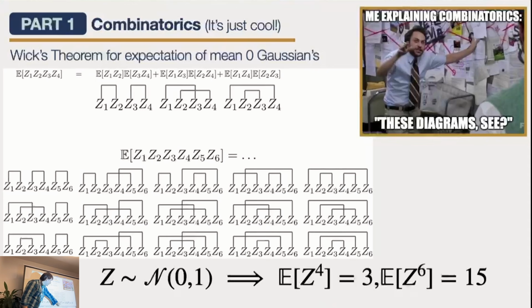You get facts like, for example, the expected value of z to the 4 is 3 because there are 3 pairings. The expected value of z to the 6 is 15 because there are 15 pairings. But in general, you can calculate all of these by writing these crazy diagrams with lots of pairings.